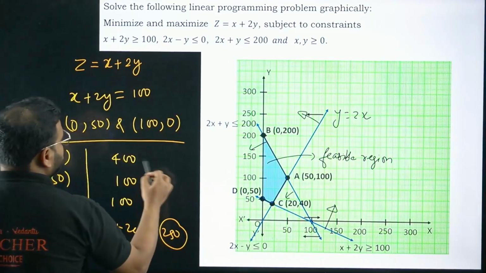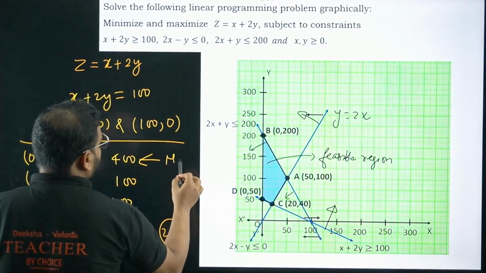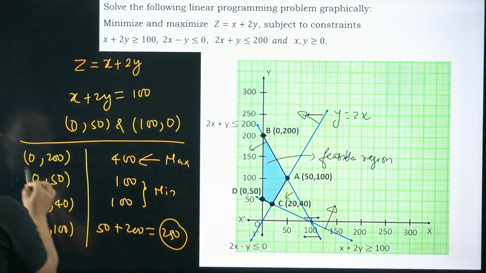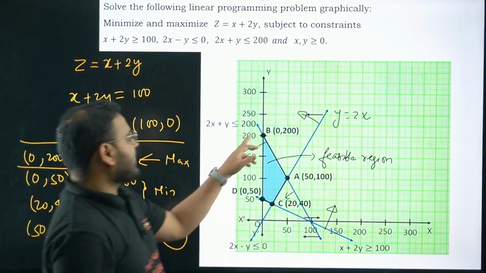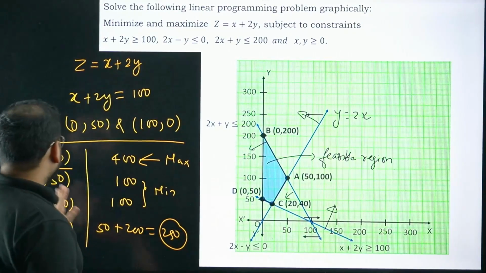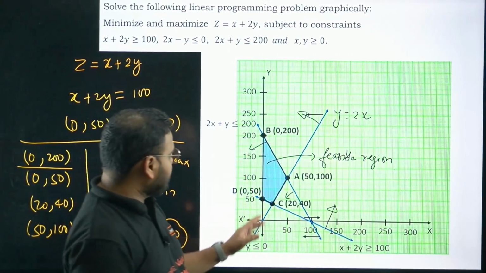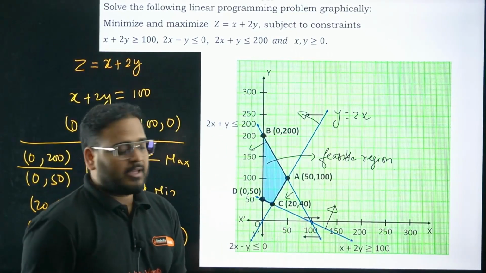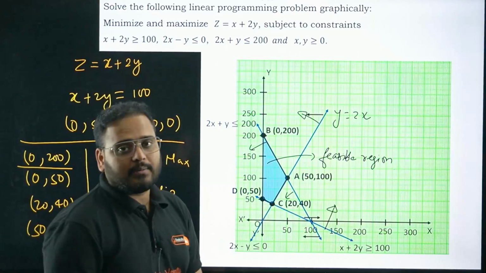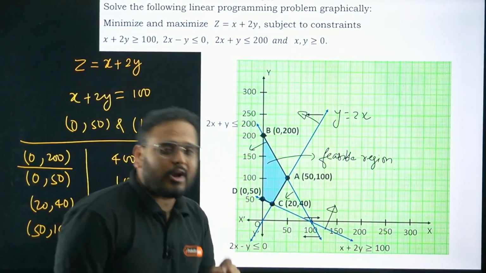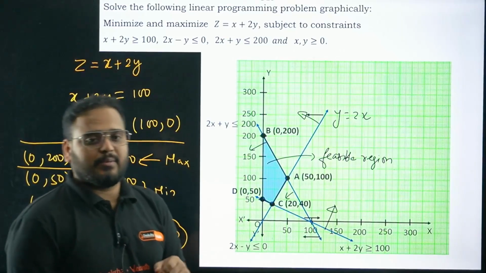So what is the maxima? This is your maxima value, and these two are your minima values. Where is the maxima? Only at this point we have a maxima. Where is the minimum value? At the line joining these 2 points, 0, 50 and 20, 40. I'll repeat: every point on the line joining 0, 50 and 20, 40 will be a point of minima. Please check.